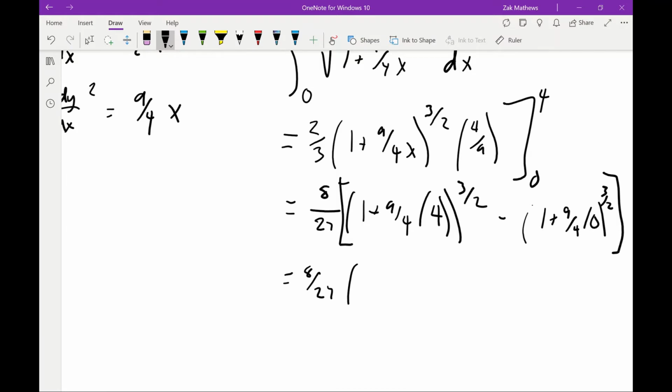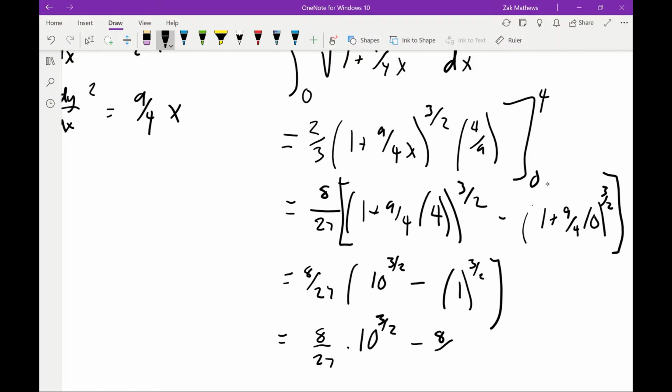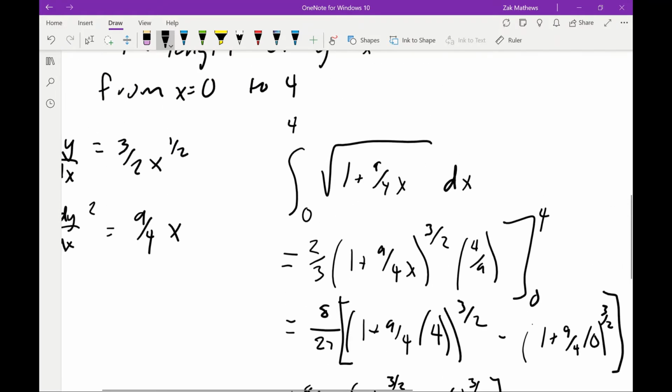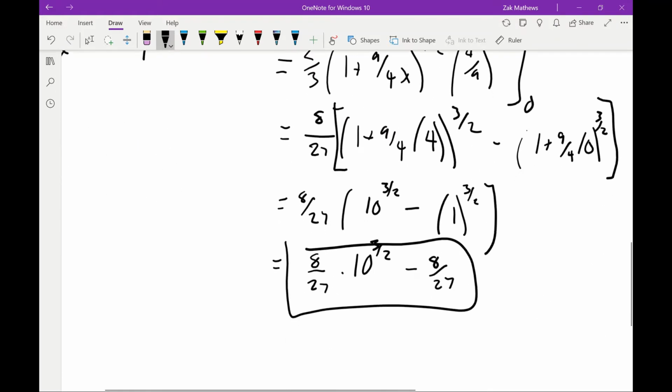So we have 8 over 27 times, this will give us 1 plus 9, which will be 10 to the 3 halves, minus 1 to the 3 halves, which is just 1. So not going to give us a pretty answer. We'll have 8 over 27 times 10 to the 3 halves, which doesn't have a nice clean answer, minus 8 over 27. And so there would be our arc length, L. There's our arc length.